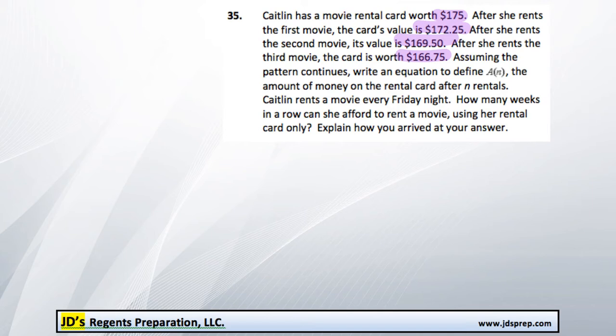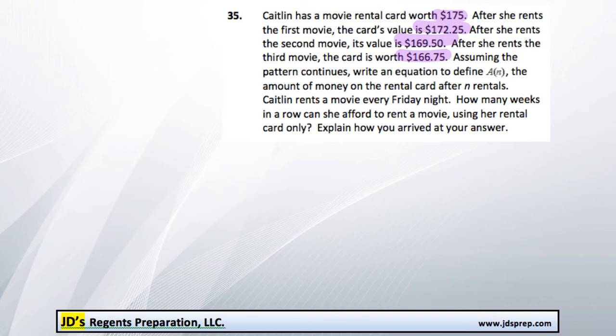So it looks like it's decreasing at a constant rate, like each movie that she's renting is the same price. And that makes sense. Assuming the pattern continues, write an equation to define A of n, the amount of money on the rental card after n rentals.